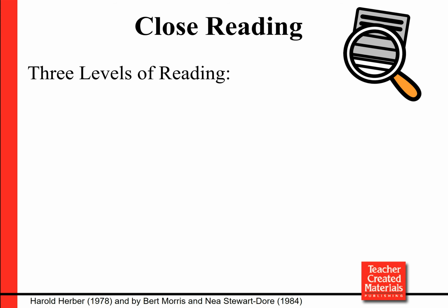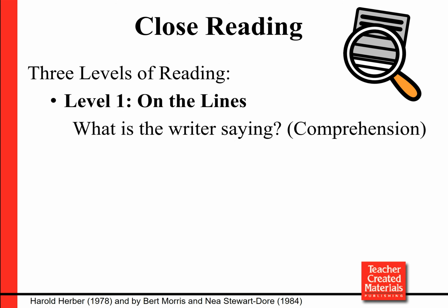Close reading is an important part of the Right Time for Kids series. In fact, the 3 levels of reading are designed to help students gather information from text and are embedded in our lessons. Level 1 reading is reading on the lines, or basic comprehension. That's the initial reading of a text, finding out what it's about and what the main ideas are.